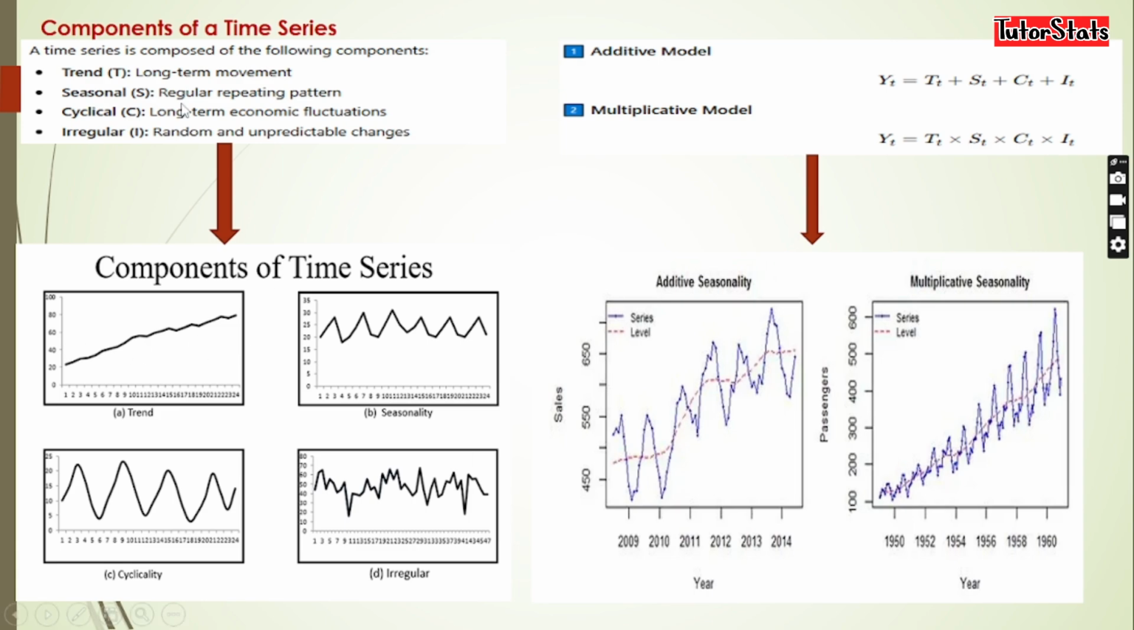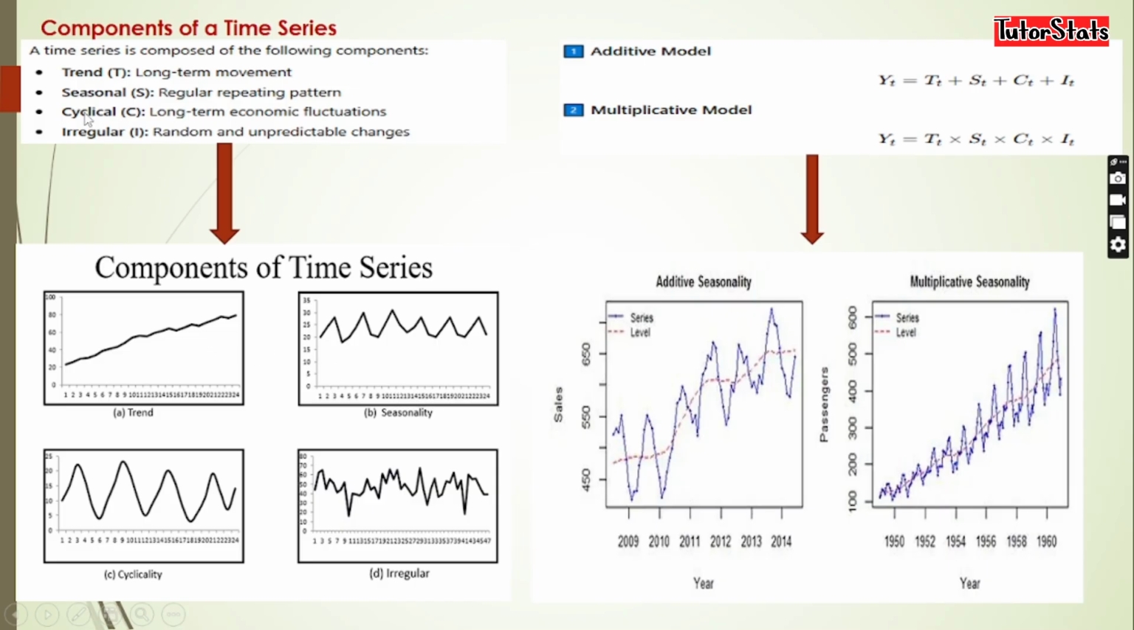The second is seasonality. Seasonality means a pattern that repeats after a fixed time period. This pattern can repeat every year, every month, every week, or even every day. For example, ice cream sales increase every summer, umbrella sales increase during rainy season, and electricity use increases during summer. In this graph, we can see regular ups and downs at equal intervals, and that is seasonality.